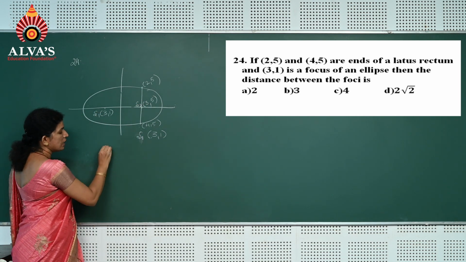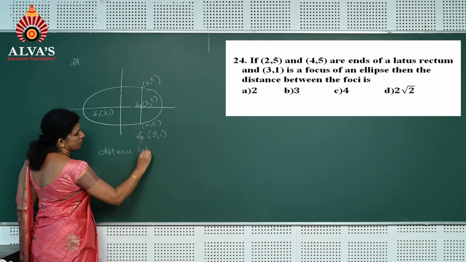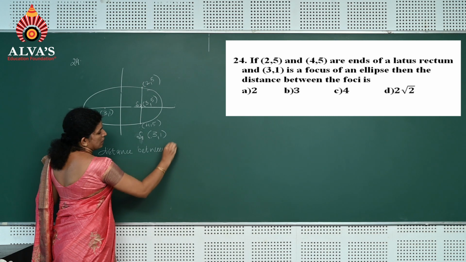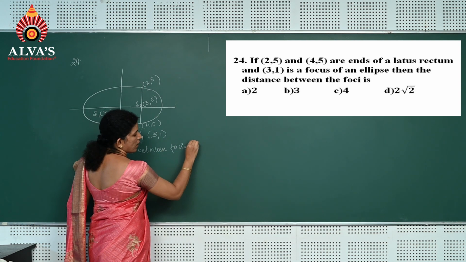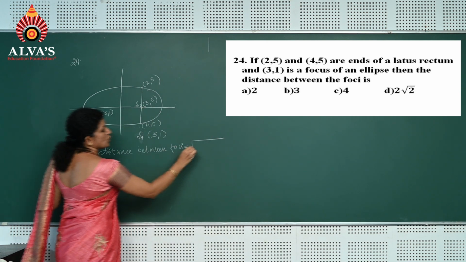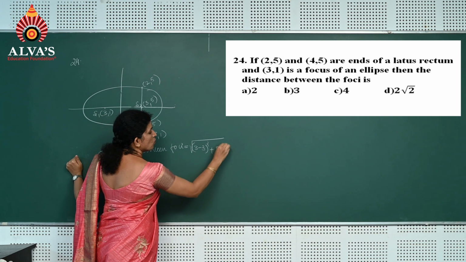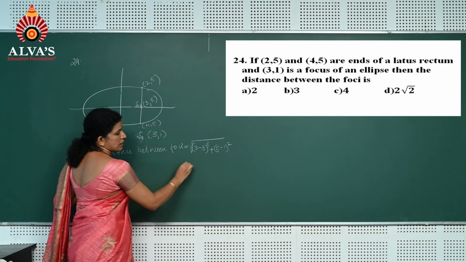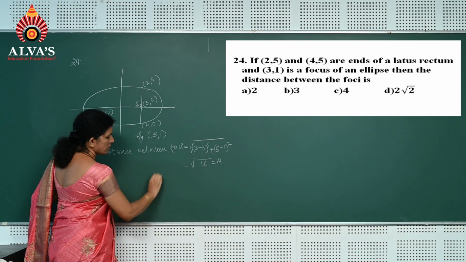We want the distance between the foci. By using the distance formula, it is the square root of (x2 minus x1) whole square plus (y2 minus y1) whole square, that is the square root of 16, that is equal to 4. The answer is C.